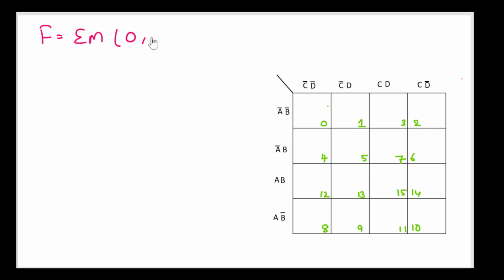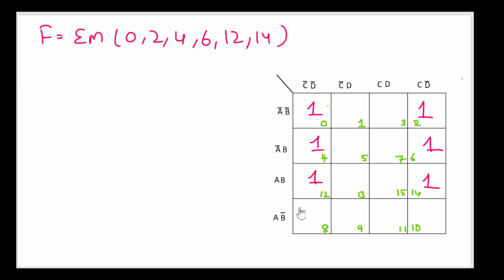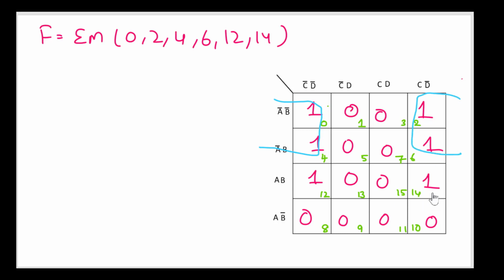Sigma m 0 2 4 6 12 and 14. So we'll try to fill 0 2 4 6 12 and 14, and rest all are zeros. So again, look for the bigger number of ones. Octet is not possible, quad is possible. If you take these two and these two as one quad and left with two ones, either you can form a pair.